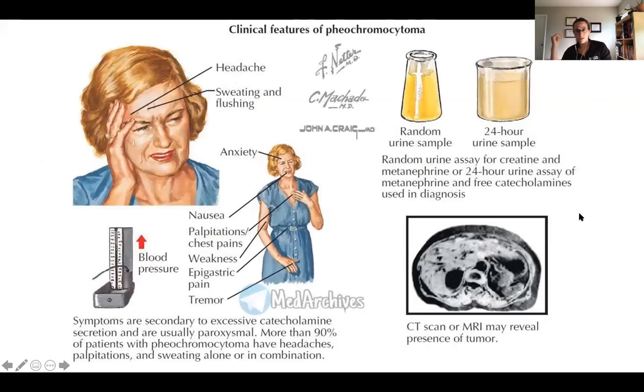So here is a little graphic to help you remember pheochromocytoma. There's not a whole lot of information in your book about it, but they'll have the classic headache, sweating and flushing, anxiety because the blood pressure is so high. And then they'll diagnose it with a 24-hour urine sample to check for creatinine and free catecholamines. But basically with pheochromocytoma, really high blood pressure, and it's a benign tumor.